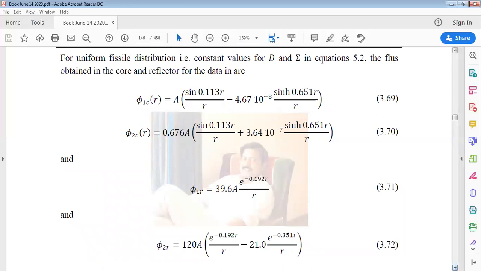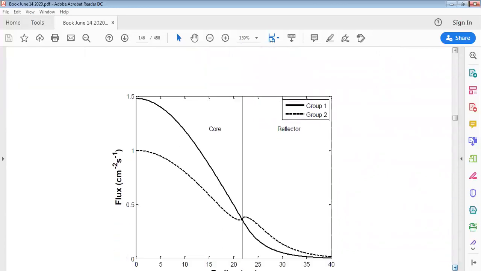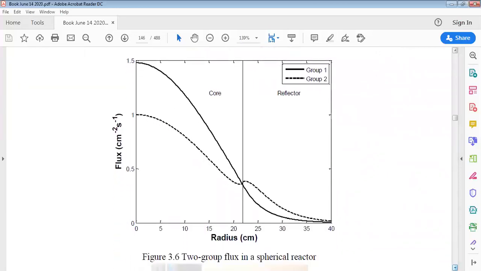So see them carefully, and I think we've gone through the structure of those equations. And this is what the fluxes look like. Now this is in a sphere, in a spherical reactor, which is critical. So the core extends from the center to about 22 centimeters.